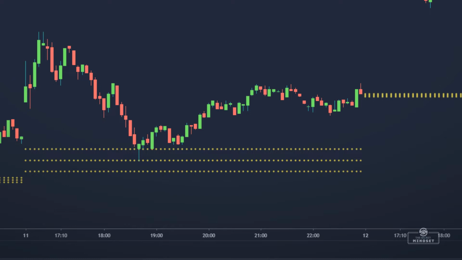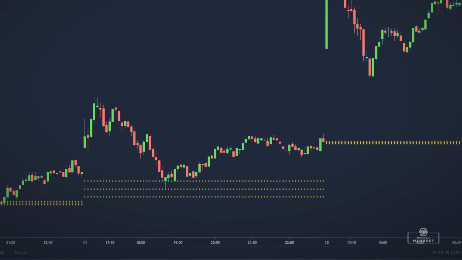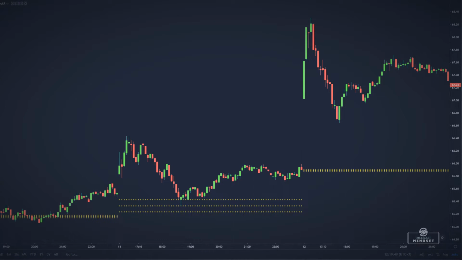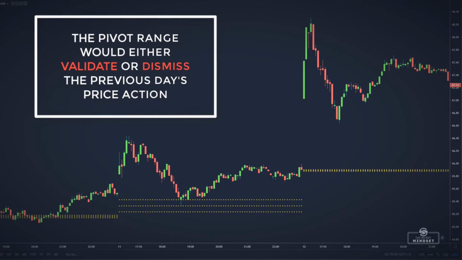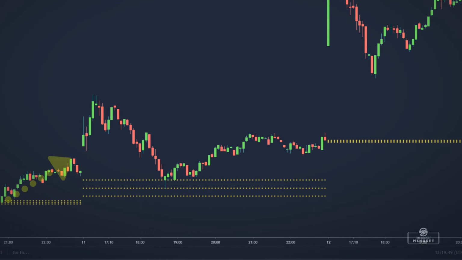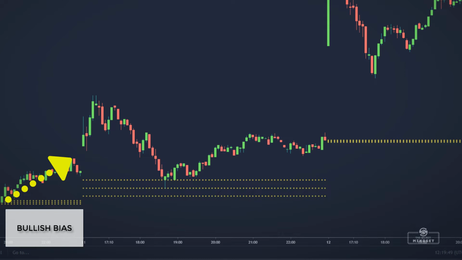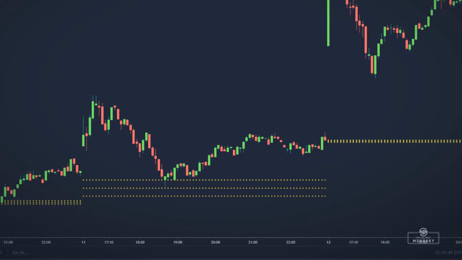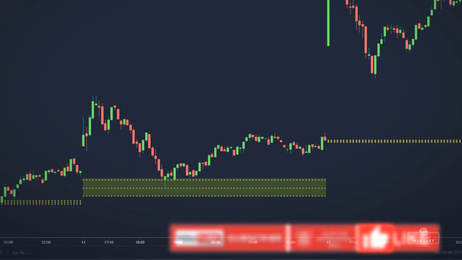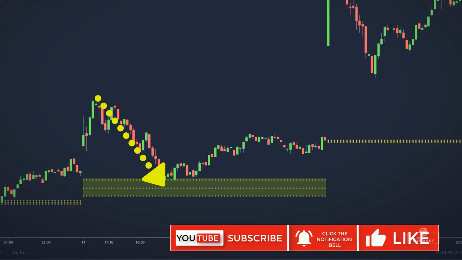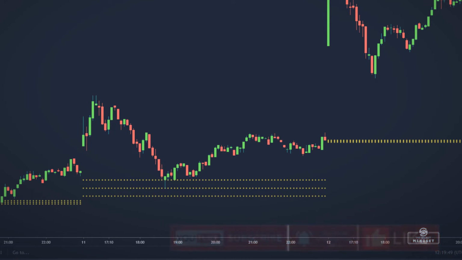Now, based upon what the market does today, the current day, the pivot range would either validate or dismiss the previous day's price action. For example, let's say that on a day, the market rallied intraday and settled strongly above the daily pivot range. That obviously sets a bullish tone for the next day. For the bullish sentiment to be validated, the market would have to find support at the daily pivot range and not trade below it, like in this case.